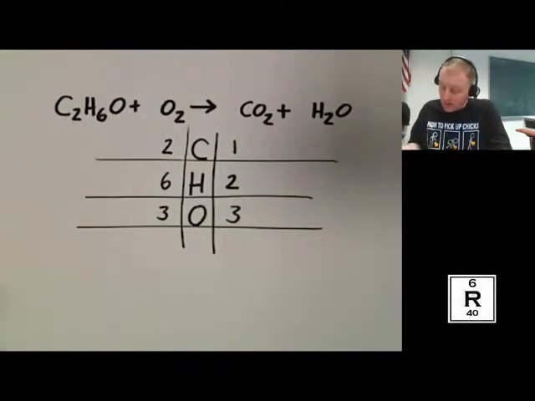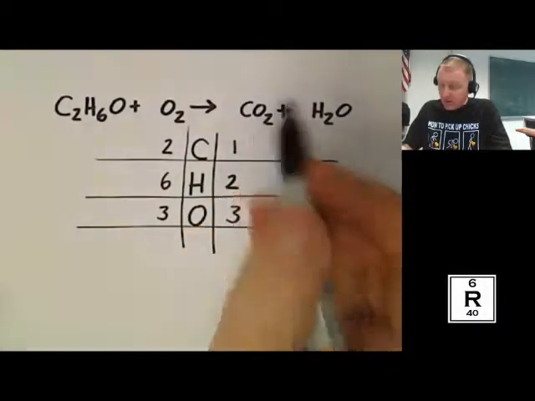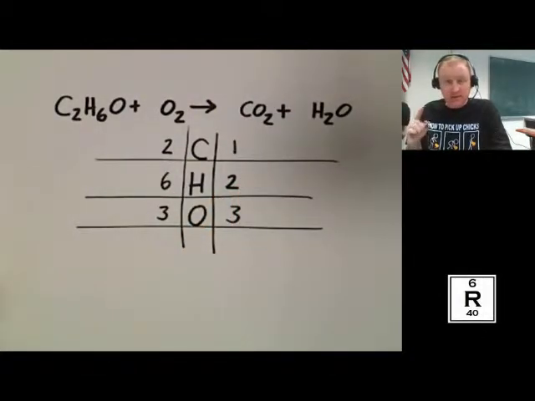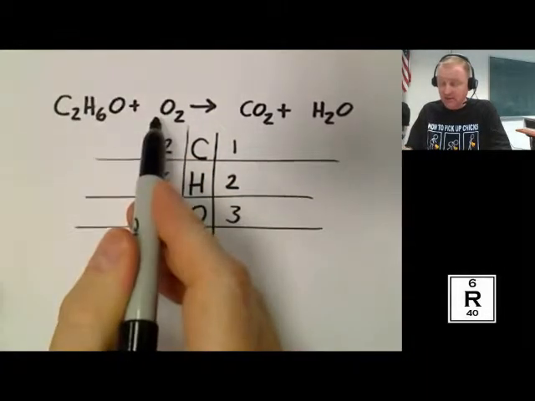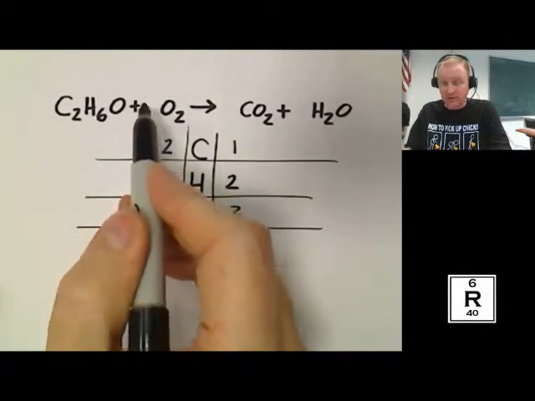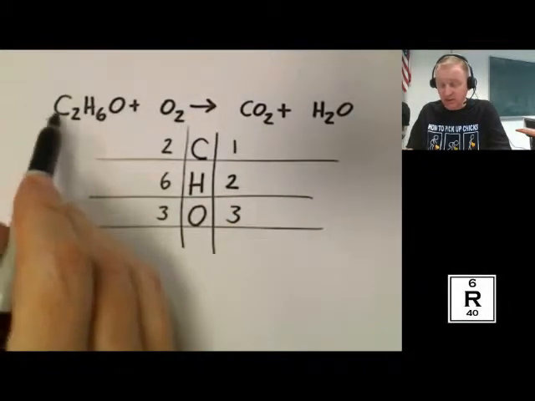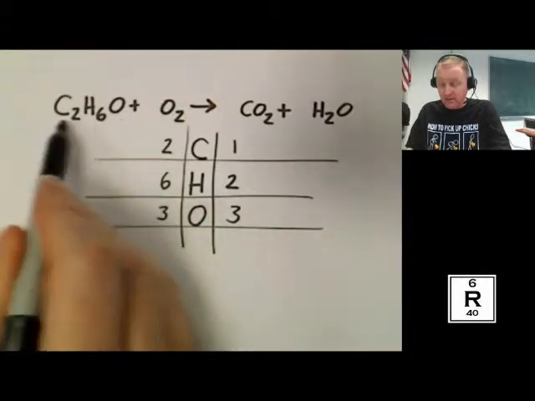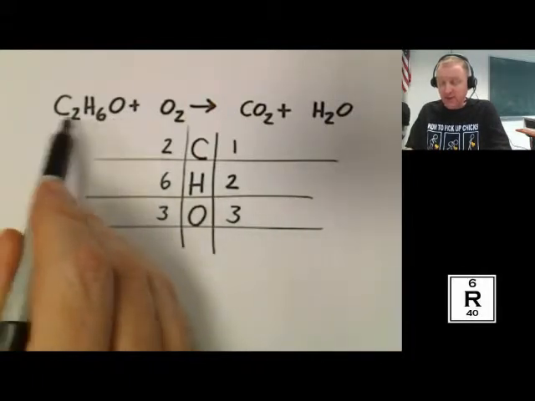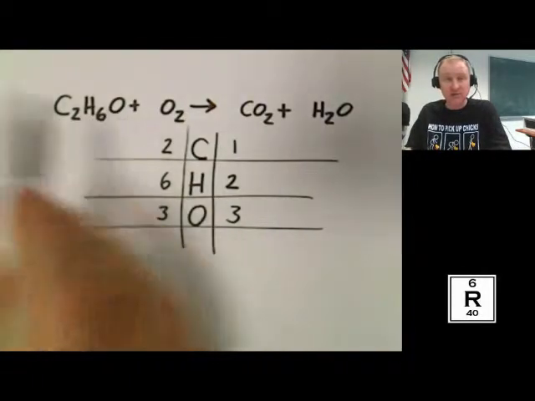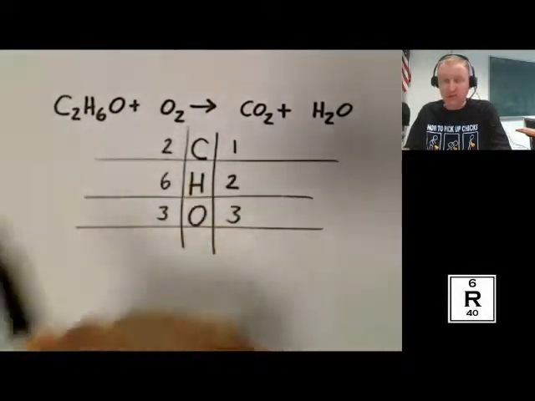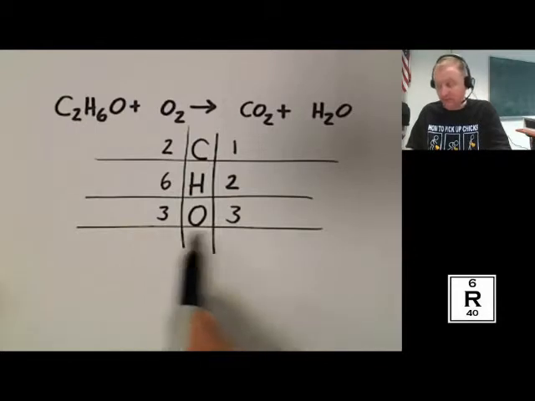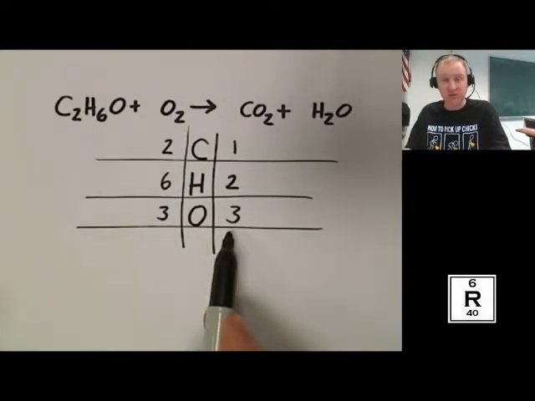By the way, just a word of advice: something that's alone, like this oxygen, I usually try to balance last, because if it's alone and I add a coefficient here, it doesn't change anything else. Notice if I add a coefficient here to the ethanol, it's going to change the carbons, the hydrogens, and the oxygens. And just like a Rubik's Cube, this is going to affect 3 things. So I usually try to balance things that are alone last. So, nice enough, the oxygens are balanced right now.